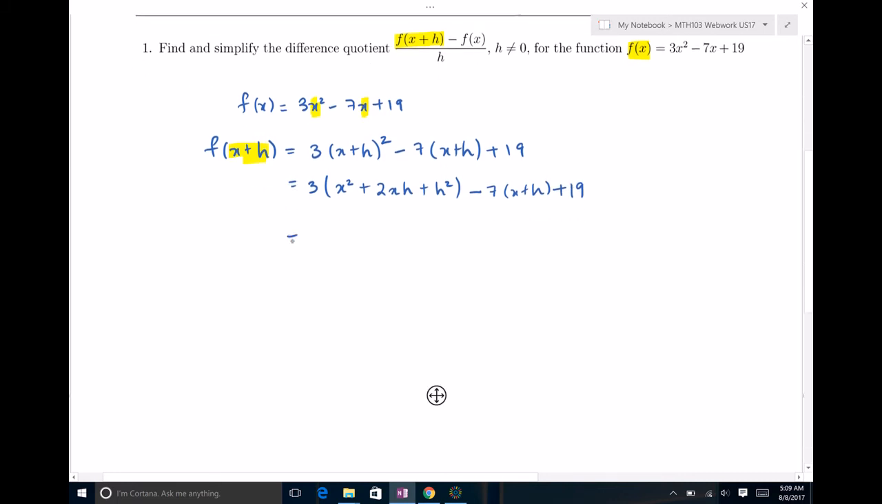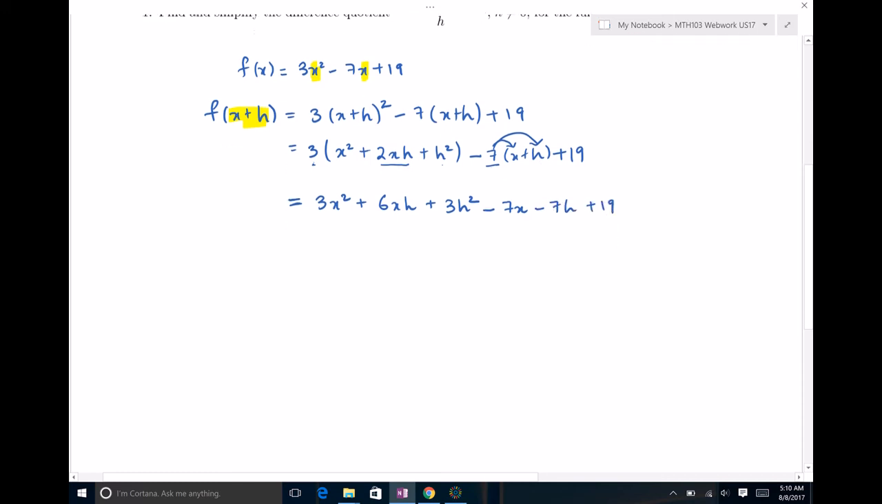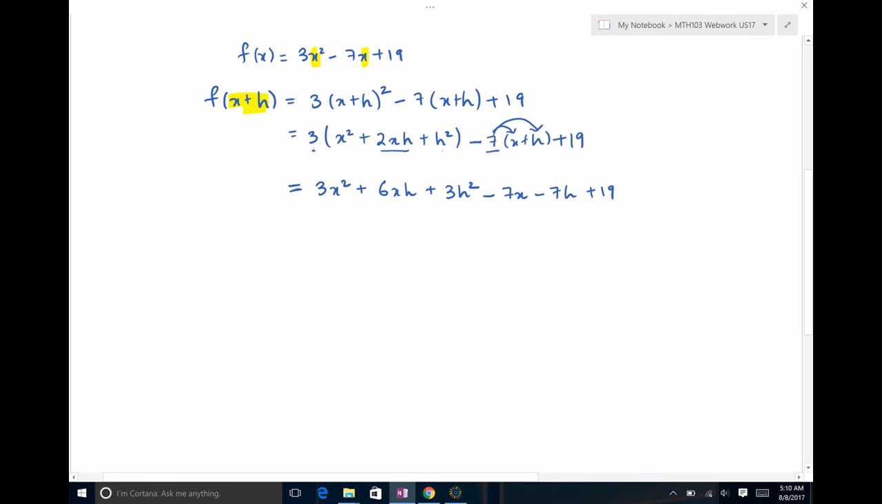Now we're going to distribute these terms into the brackets inside. So that's going to be 3 times x squared, and then 3 times 2xh is plus 6 times x times h, and 3 times h squared is plus 3h squared. And then we want to distribute the negative 7 to both of these terms inside the bracket. So that's negative 7x, and the negative 7 times positive h is negative 7h plus 19. We can't really simplify any of the terms here, so I'm going to leave that as it is.